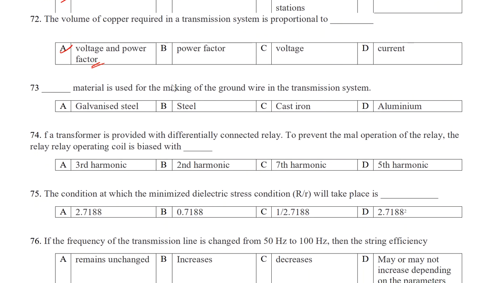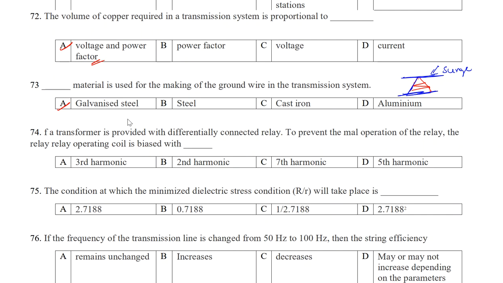Dash material is used for making the ground wire in the transmission line. It is galvanized steel. If you see the tower of the power system, we have towers, and on top of the tower there is a wire going across. It is called a ground wire. It is used to divert the surges falling on the line to ground. This topic comes under power system protection here. Next one.